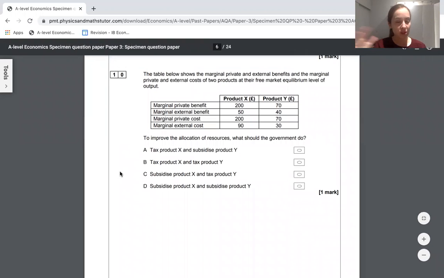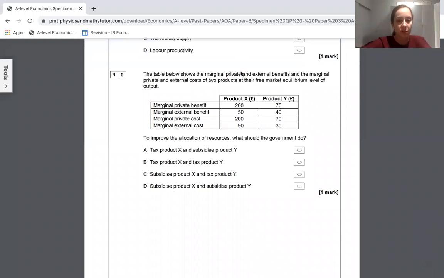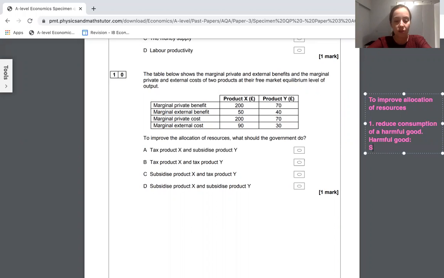These ones are great fun. These ones can be a really challenging topic. But the principle of what you'll learn is that the questions are kind of the same. To improve allocation of resources, you want to either reduce consumption of a harmful good. A harmful good will be something that has a social cost higher than any social benefit. And if you reduce the consumption of that, that would be really great. Or you could increase consumption of a good that's good for others. That would be if the social benefit is higher than the social cost.